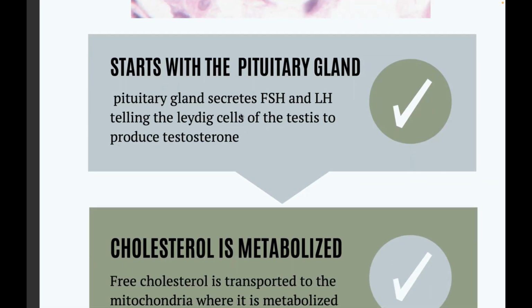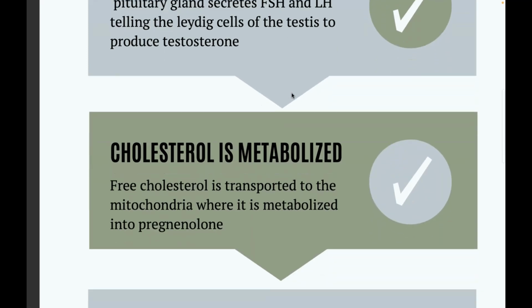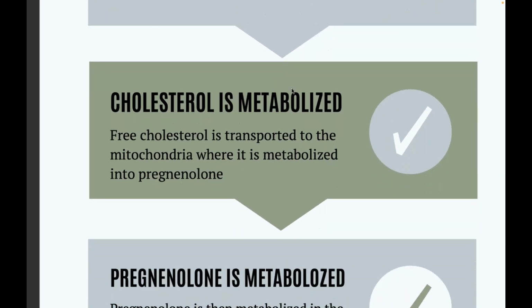The pituitary gland secretes follicle-stimulating hormone and luteinizing hormone, telling the Leydig cells that I was just mentioning of the testes to produce testosterone, and cholesterol is metabolized. So free cholesterol is transported to the mitochondria of the cell, where it is metabolized into what is called pregnenolone.